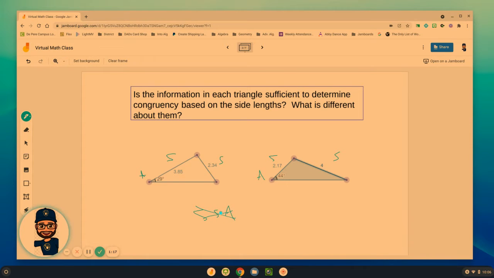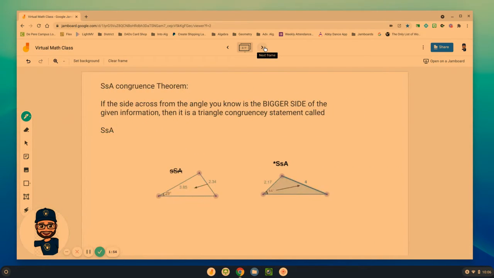Now, if you notice in this one, I've got an angle that's given, and if I look across from the angle, this side is 2.34, and then the side next to it is 3.85. Whereas in this triangle, 44, and the side opposite is 4, but the side next to it is 2.17. So there's a unique relationship, particularly in this one, that does allow us to use a property called big S, little s, A. I'm going to explain that on this slide.